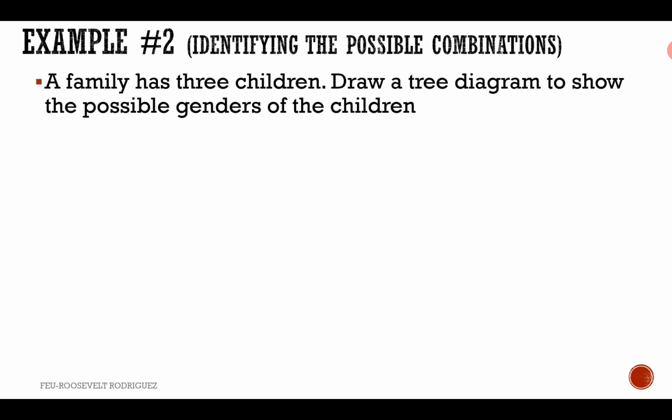For example, may 3 kang anak or mayroong couple, may 3 silang anak. Ano yung possible combinations of gender? So again, pwede siyang maging 3 set of male, pwede siyang 2 set of male and a female, pwede siyang 2 set of female and a male. So, yun yung mga possible combinations natin.